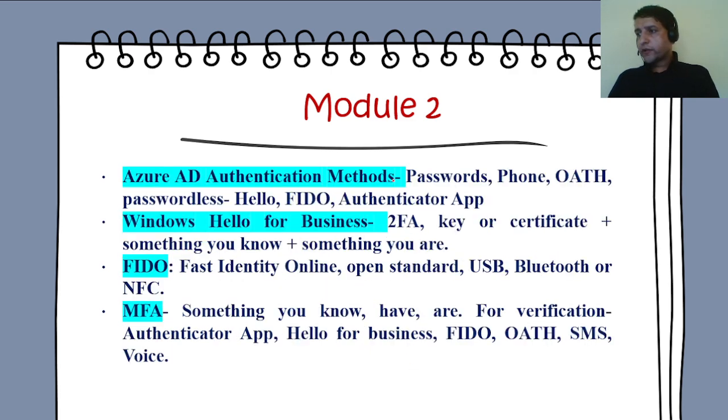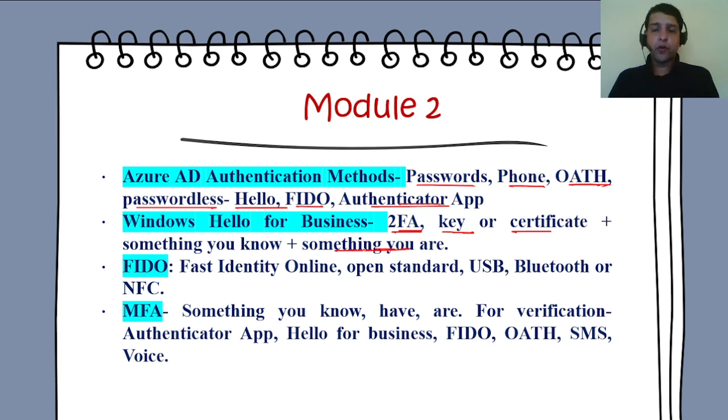Now Azure AD authentication methods: what are the different authentication methods? They will give a question and you have to choose multiple answers. I was able to see this question. So you've got to remember, for Azure AD authentication, you can use password, you can use phone, you can use OAuth, you can go passwordless with Windows Hello, FIDO, or the Authenticator app. What is Windows Hello for Business? It is a two-factor authentication. You can use a key or a certificate plus something you know. What do you know? Your password or your PIN, or something you have.